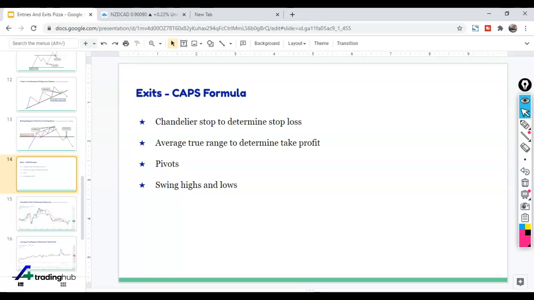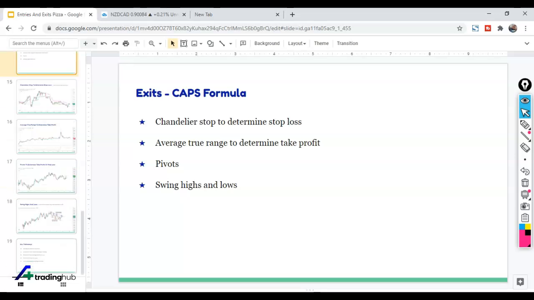Now, if you follow these exit strategies, even if there's fundamental news and it's affecting the market, you'll still be safe, you'll still make money. All right, so follow this exit framework here. So these are the key takeaways.